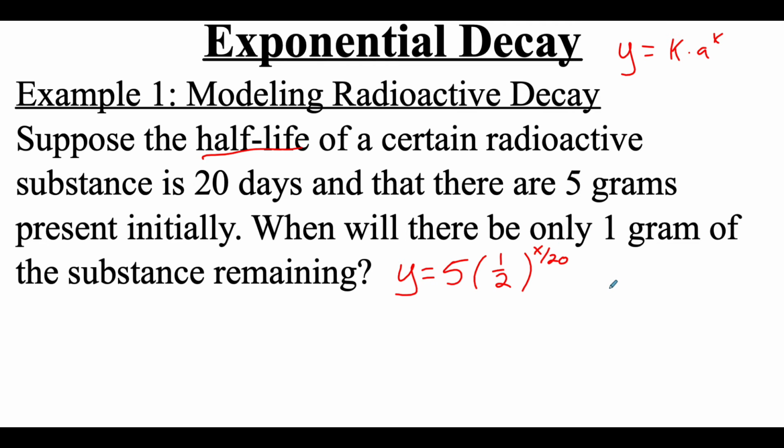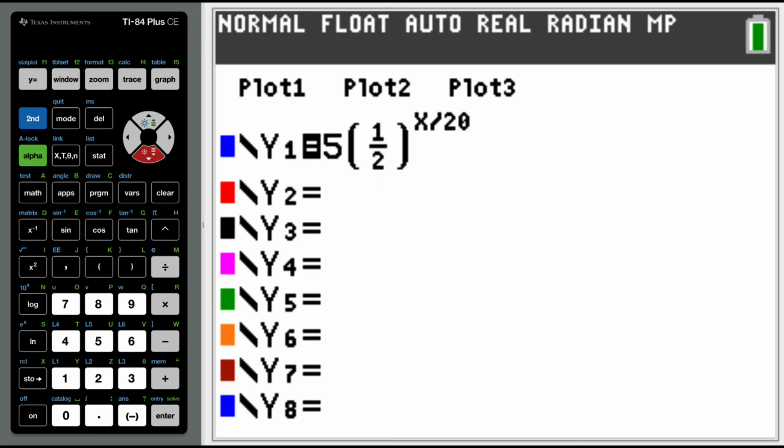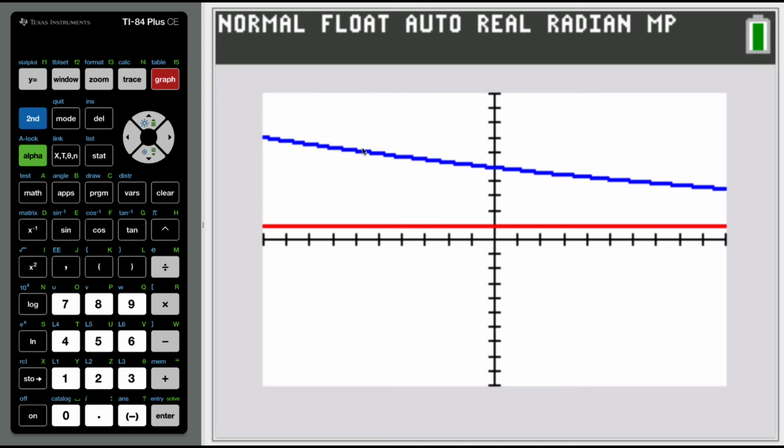Now, what we're going to do with this is we're going to try to figure out when there's going to be 1 gram remaining. And I'm actually going to use my calculator to help me out. So in my calculator, I've got that function typed in that we just came up with. Now I want to figure out when this is equal to 1. So in my y2, I'm just going to put 1. And I'm going to look for where these two graphs intersect each other. So if I hit graph, there's my two curves.